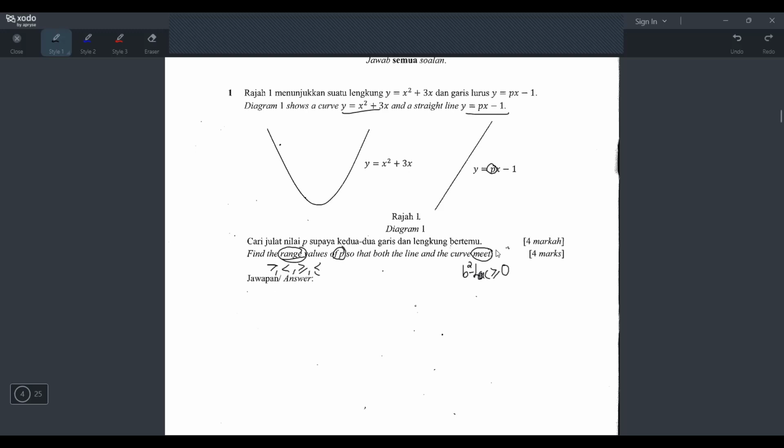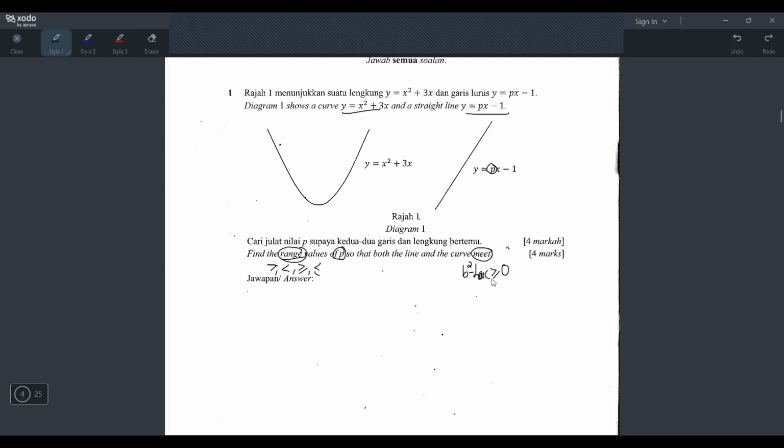If the soalan says meet at 2 different points, you will do b square minus 4ac bigger 0, right? But if they say meet at 1 point ataupun tangent, means touches 1 point, you will do b square minus 4ac equals 0, right? But since this question they never say meet at 2 different points or 1 point, you will combine bigger and equal. That's why you will do bigger sama dengan, right?